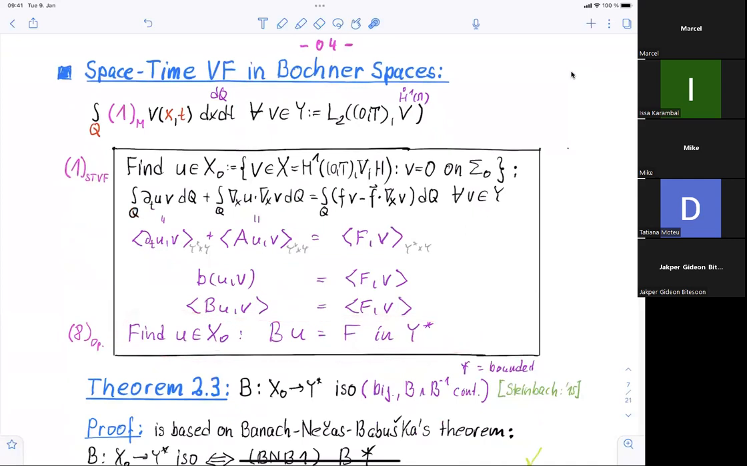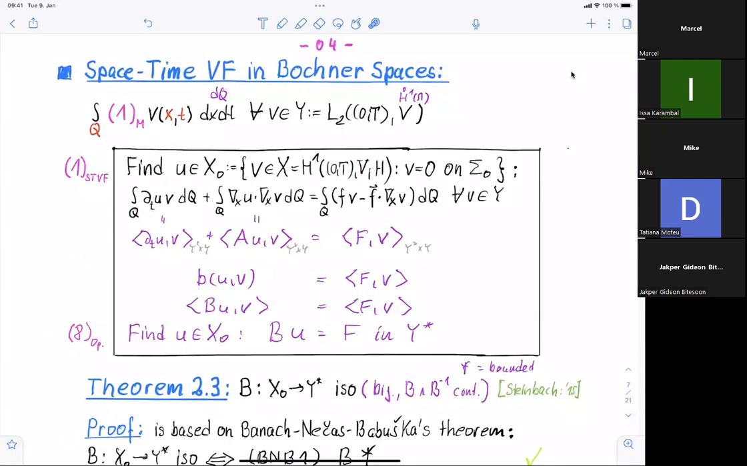So I look for u in x0, in this space, where the initial conditions are incorporated as essential conditions. The boundary conditions are also here, such that Bu is equal to F in the dual space of Y. And now I can use another technique.